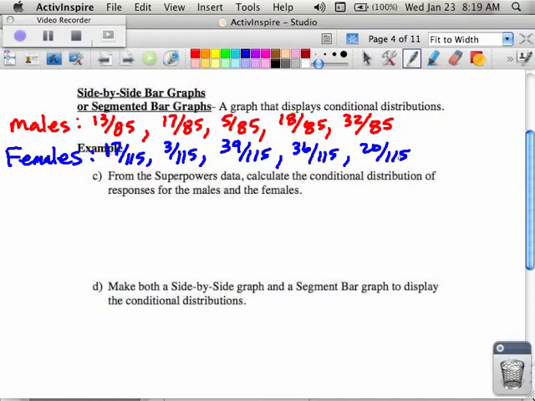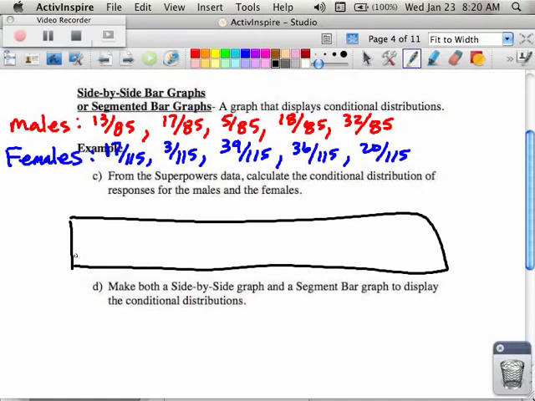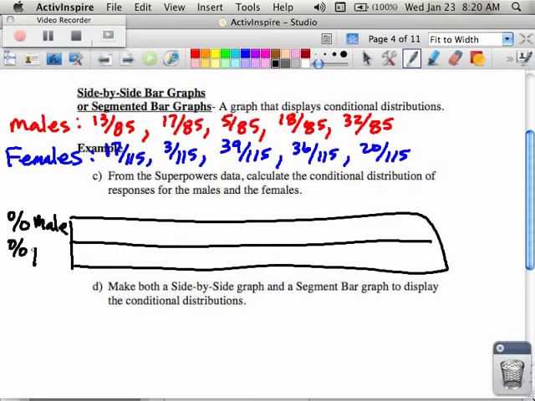So from these superpowers, we're supposed to do the conditional distribution when we think about what's going on. And as I look at these fractions or ratios as I go across, what we could do is make a table. And instead of the table that we saw before, in this table, we have, of course, the percent of males and the percent of females. And then across the top would be each of the different superpowers.